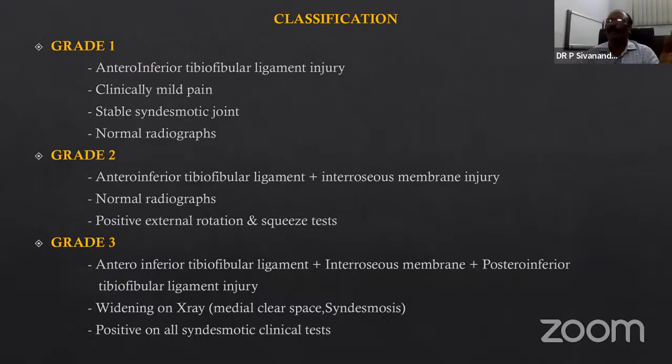And grade three, all the ligaments, lateral, posterior, and medial structures, all the structures are damaged, then definitely there is a clear widening of the tibia and fibula at the syndesmotic level. Definitely it shows the clear space widening. All the clinical tests will be positive, radiological tests will be positive. It is a definite one. So for grade one and grade three, it is directly visible: for grade one, there is no surgery. For grade three, it is definitely surgery. And grade two is the dilemma, whether surgery is to be done or not.